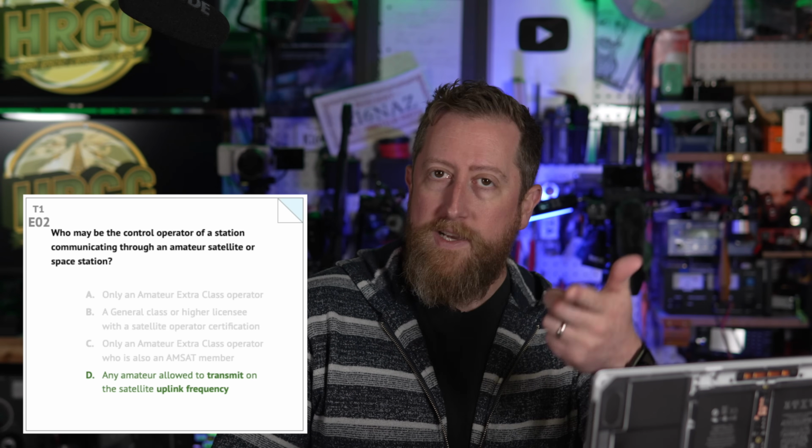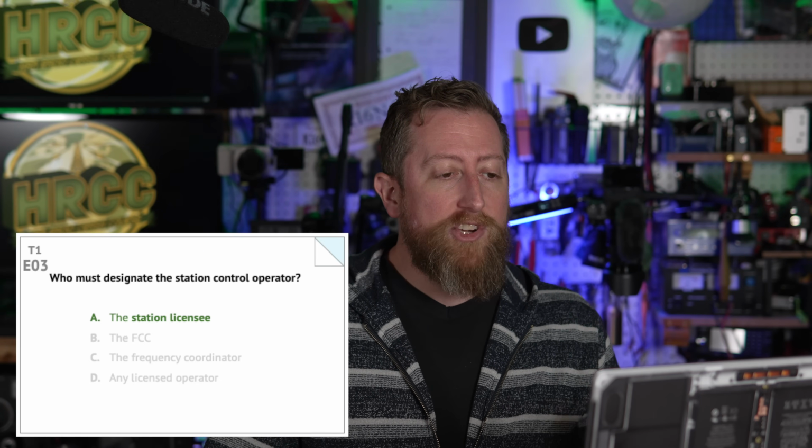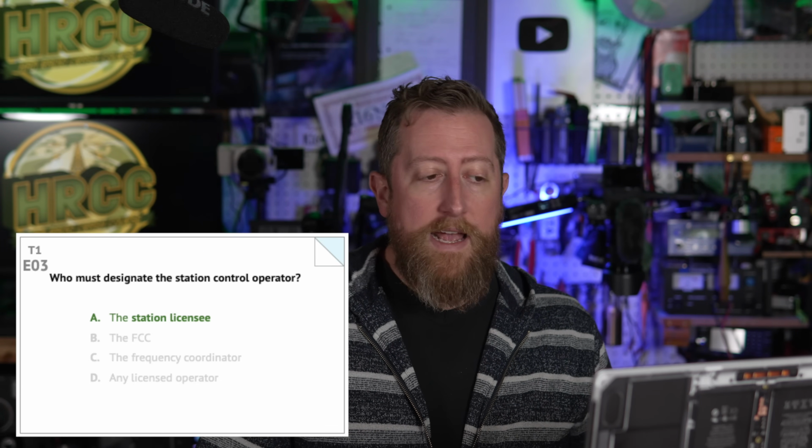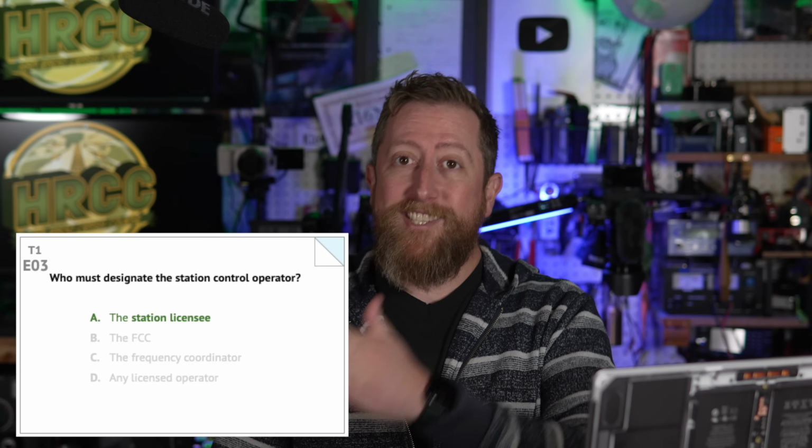Echo 02, who may be the control operator of a station communicating through an amateur satellite or space station? D, an amateur allowed to transmit on the satellite uplink frequency. Again, you who are licensed appropriately to operate on the amateur radio frequencies. Okay. Echo 03, who must designate the station control operator? And it is A, the station licensee.